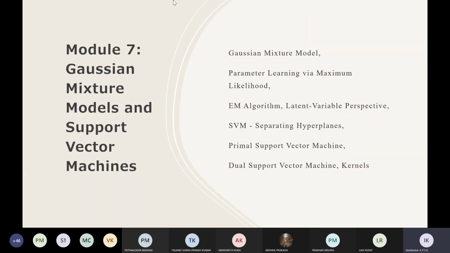The next part is going to be the last module that we'll be covering. You're going to have Gaussian mixture models, which are basically a form of clustering. You're also going to study the EM algorithm, the expectation maximization algorithm, which is very important for you. And you're going to have SVMs, support vector machines. In support vector machines, you look at the different kernels that are there and how you're going to work with them. So this is the rough idea of your syllabus.